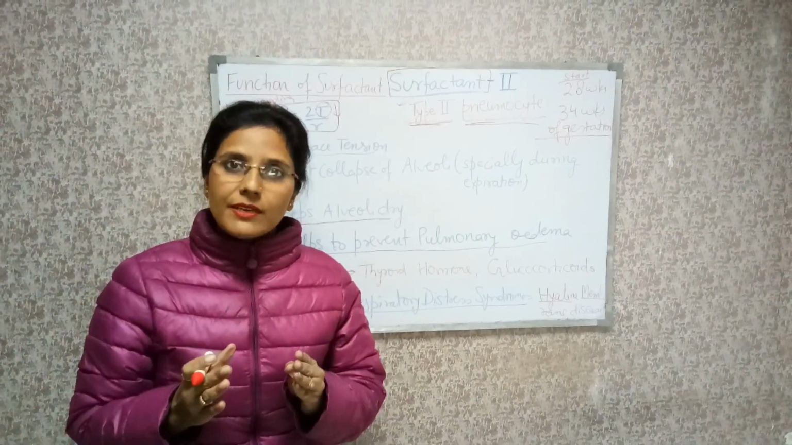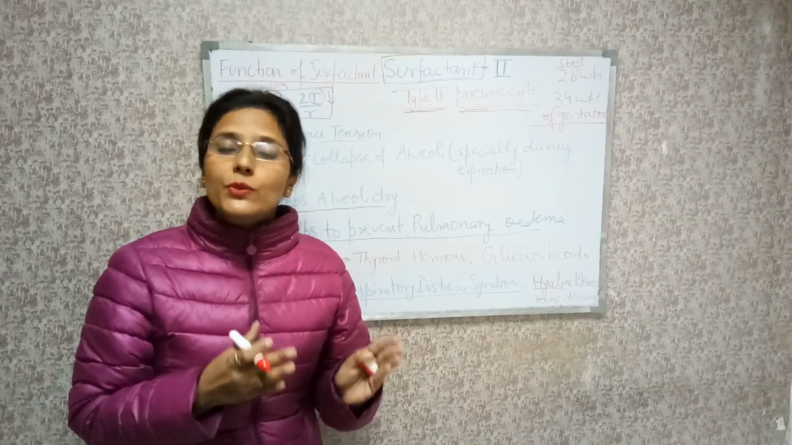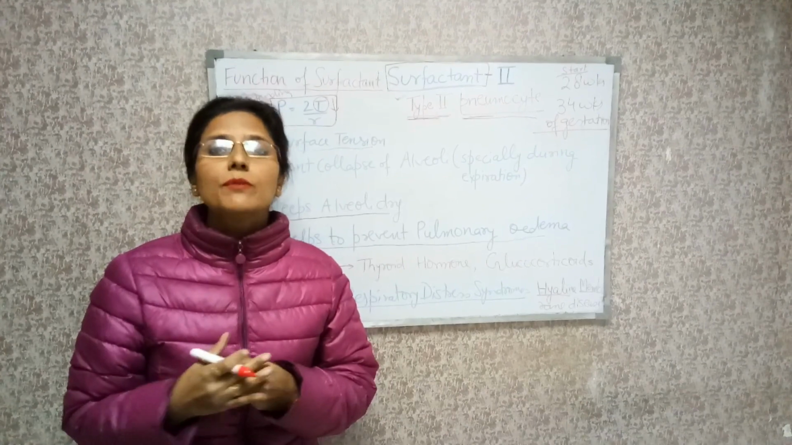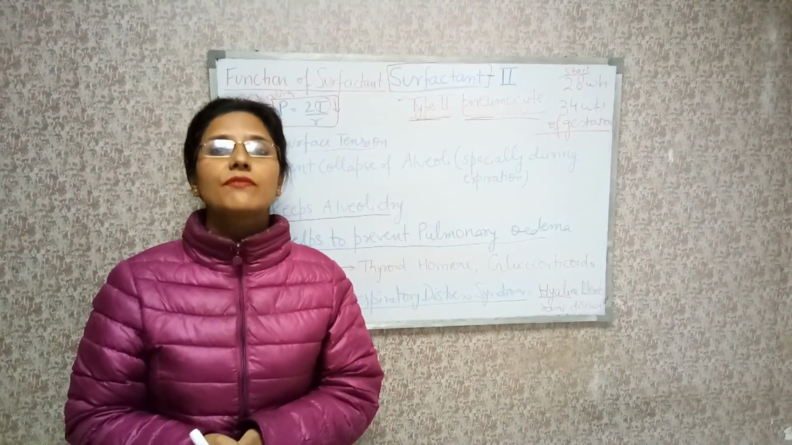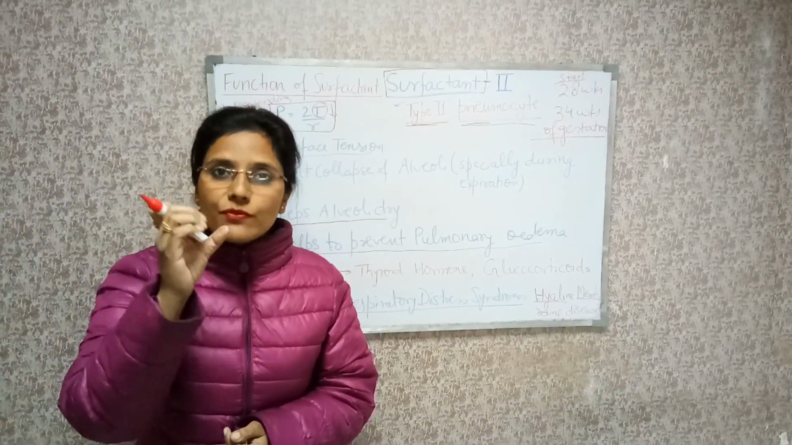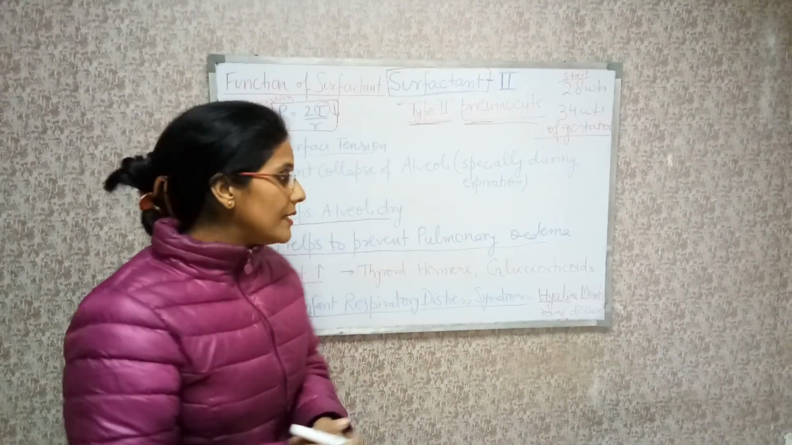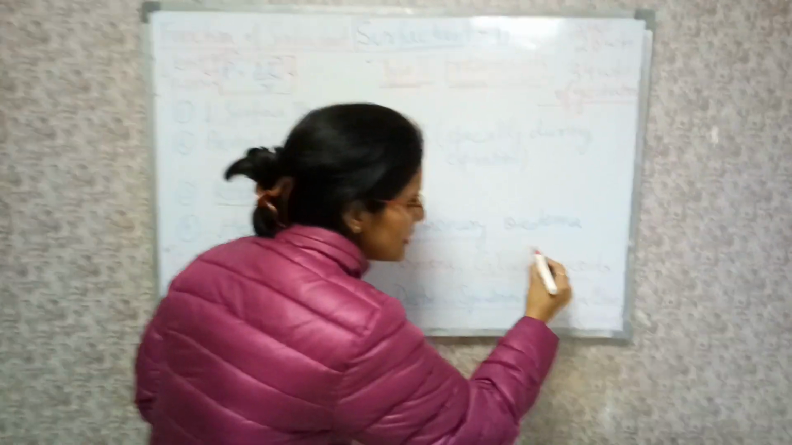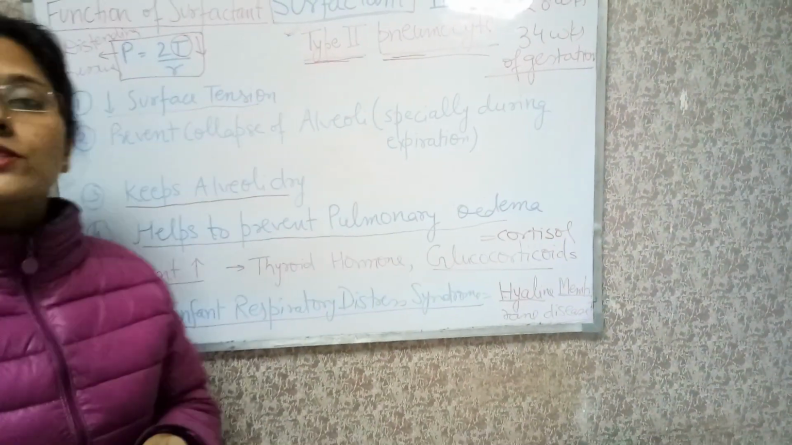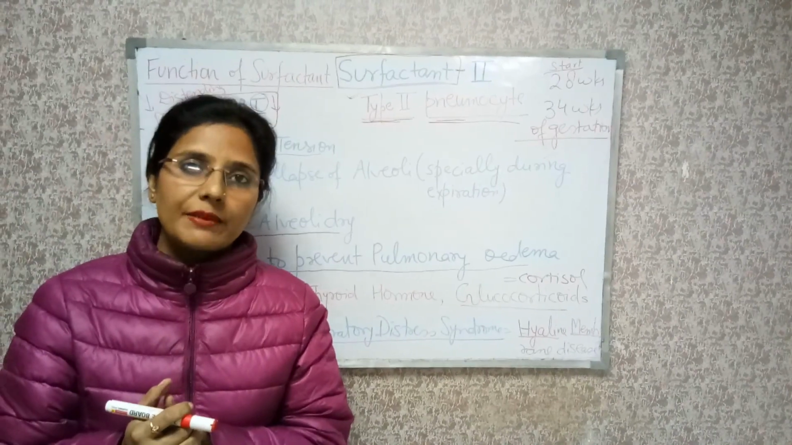If any baby is born before 34 weeks of gestation, that is a premature delivery, then there are chances of reduced surfactant in those premature babies. So the chances of alveolar collapse are there. One important point is that glucocorticoid, or the cortisol hormone, is also important for maturation of the surfactant.